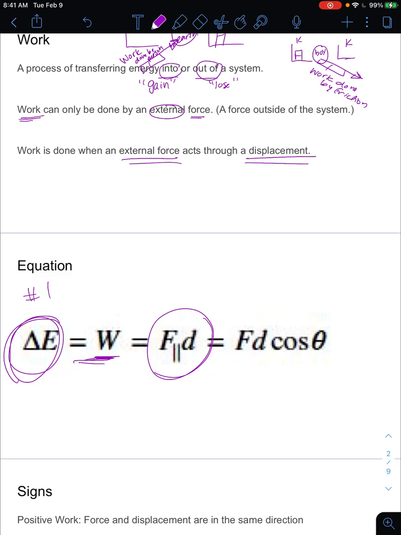But you have to be careful. Those two lines in between there are really important. Those two lines say that the force has to be parallel to your displacement. Only force parallel to your displacement causes a change in energy, and that's why it does work.